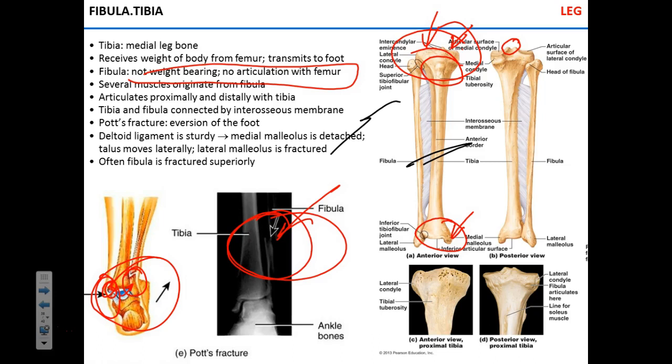Does that make sense? Now, fibula and tibia also form a joint. Okay? Tibiofibular joint. Here it is. But you can imagine that this joint is much less movable. Unlike pronation and supination that we experience here, pronation and supination in the leg happens to much less extent. Does that make sense?